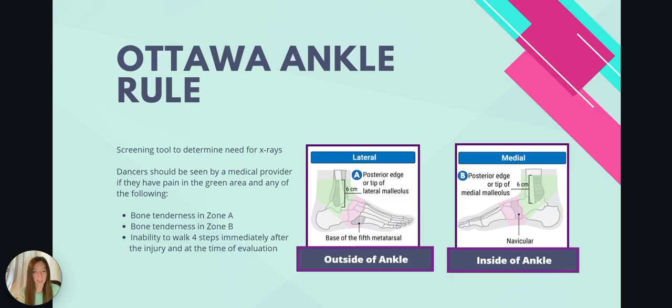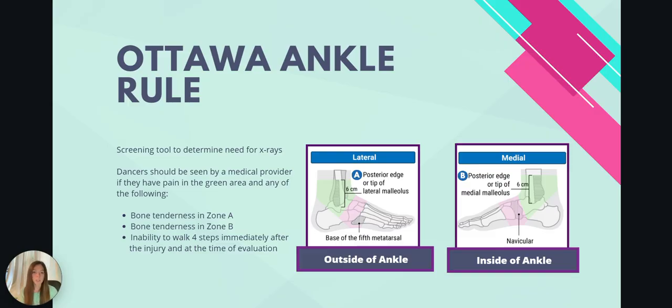Next, we're going to look at the inside of the ankle. This bony area tends to be a little less prominent, but still pretty visible. We're going to look, do they have bony tenderness right on the tip of it? And then moving up again 2.5 inches. If those are both negative, we can then move on to the next of the screens, which is going to be their ability to walk both immediately after the injury and then at the time of evaluation.